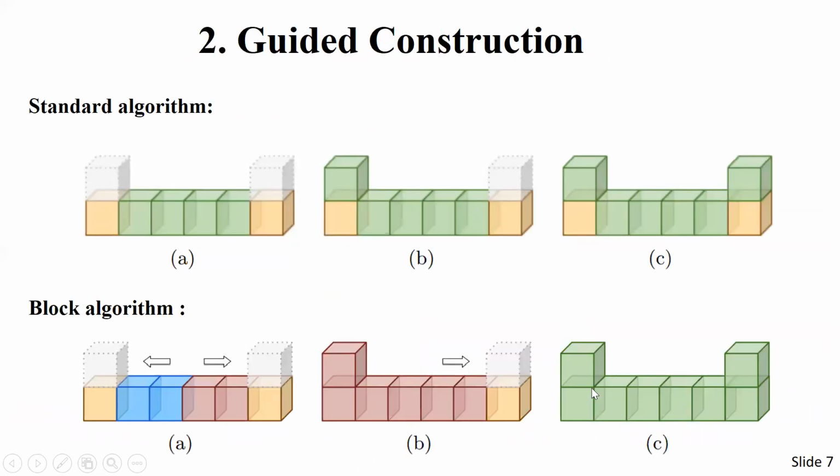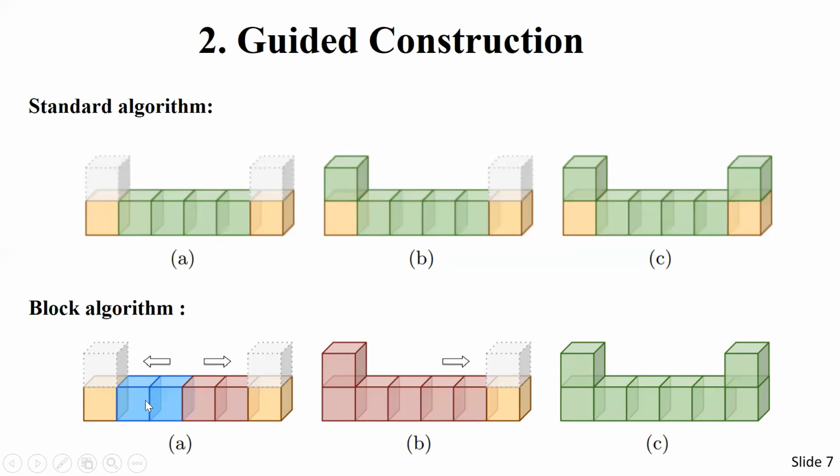The second experiment is guided construction. In the standard algorithm, the block has no ability to change its color by itself, and also it cannot communicate with the neighbors. It can only change its color by the build-bot before getting attached to the structure. However, in the block algorithm, the blocks in the structure are able to communicate with the neighbors, and they can also light a different color automatically.